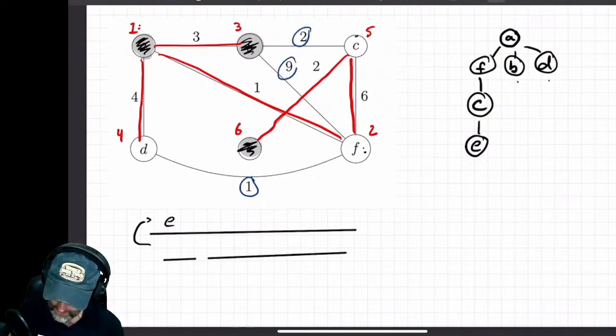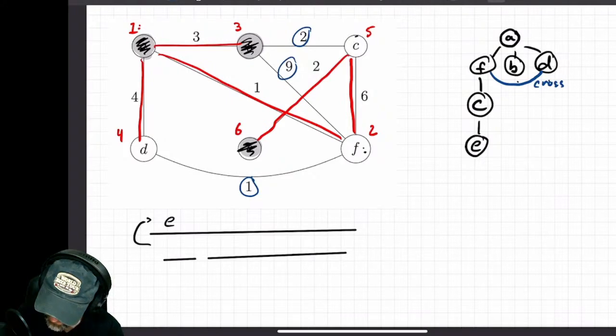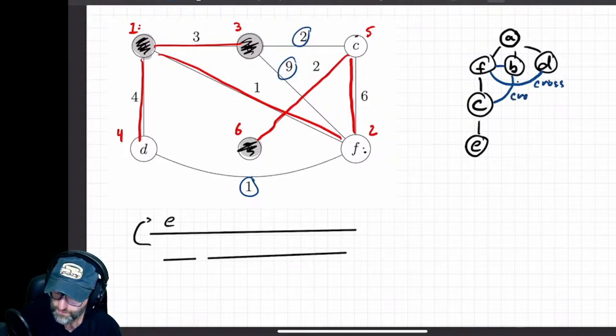This one, and this one right here. D and F, that looks like that. That's a cross edge. F and B, that's also a cross edge. Connecting both of these are connecting siblings. And then finally, B and I already did B and F, right? Yeah. And then this one is B and C. There we go. That's also a cross edge.